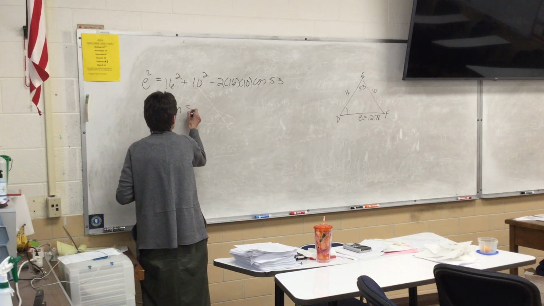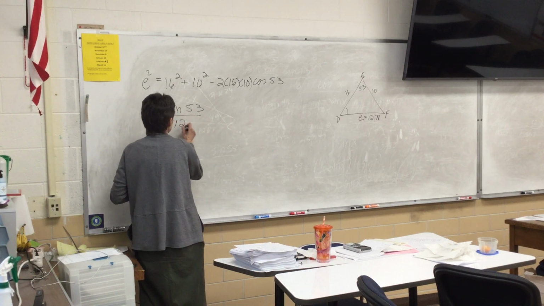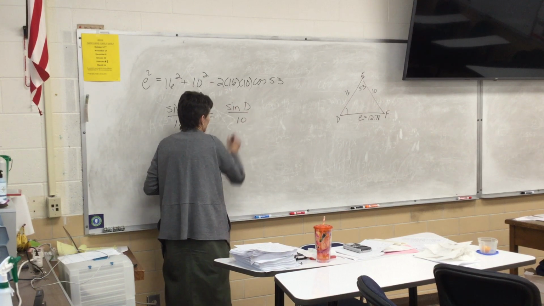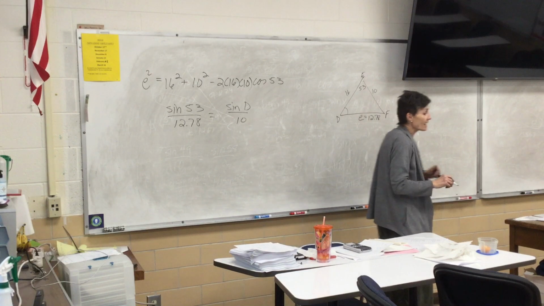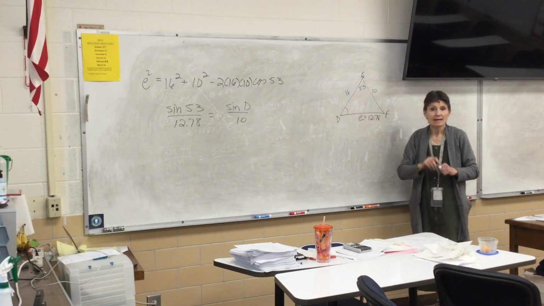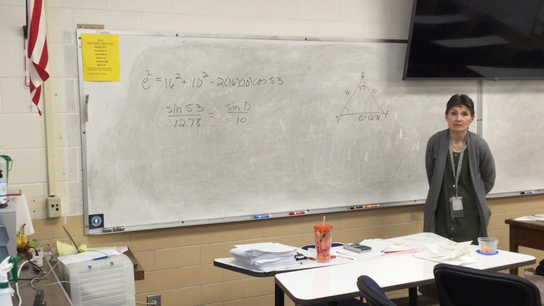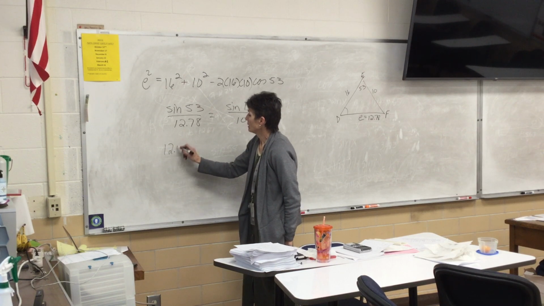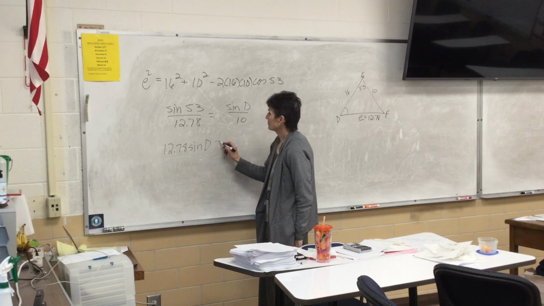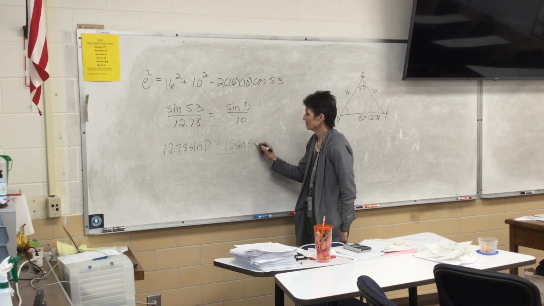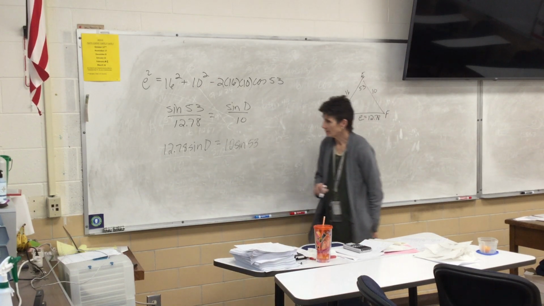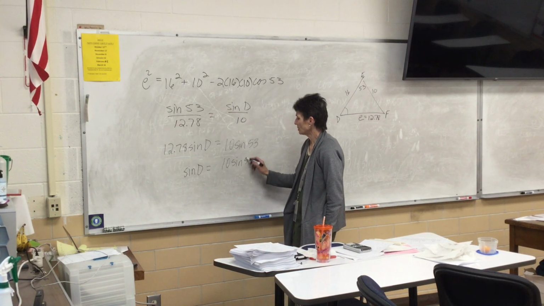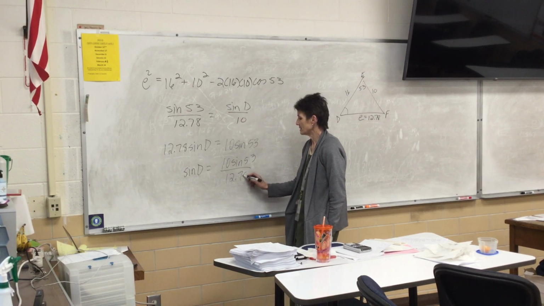Sine 53 is to 12.78 as sine D is to 10. Because I now have a pair, I can use my law of sines. So 12.78 sine D equals 10 sine 53. Then I'll divide. So sine D equals 10 sine 53 divided by 12.78.